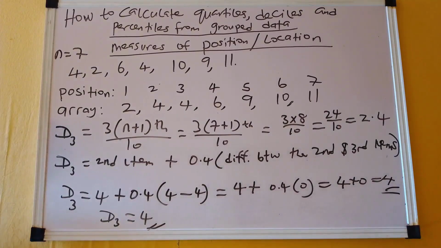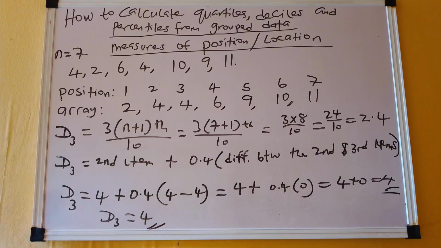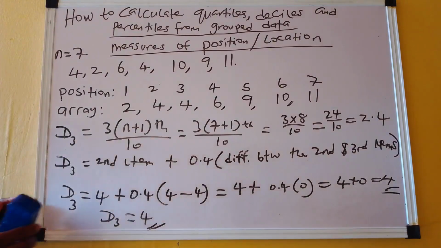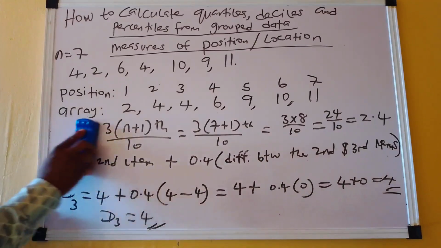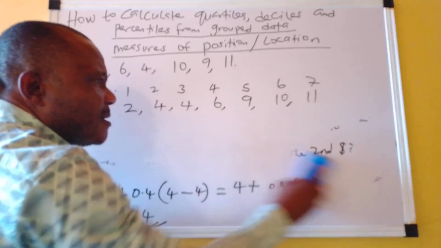Now we take another example again and see how this is calculated. Just take note of this procedure. We are now going to calculate D4, which is the fourth decile. You come here now, we want to calculate the D4. Ensure you are taking note of all this.